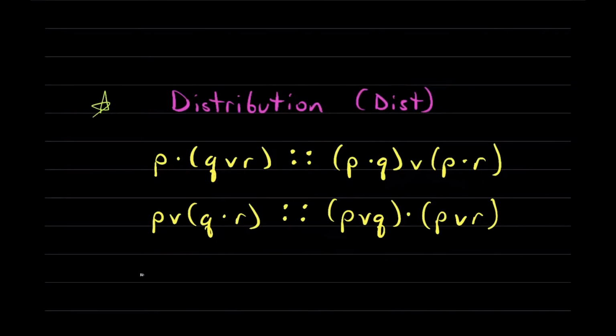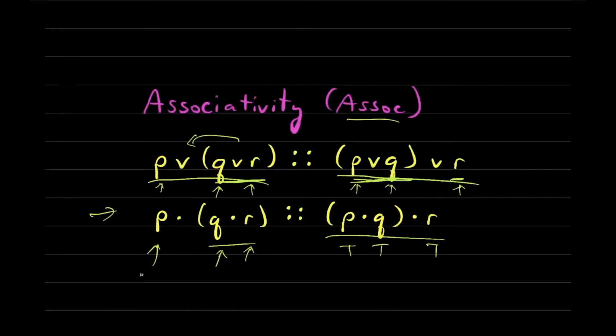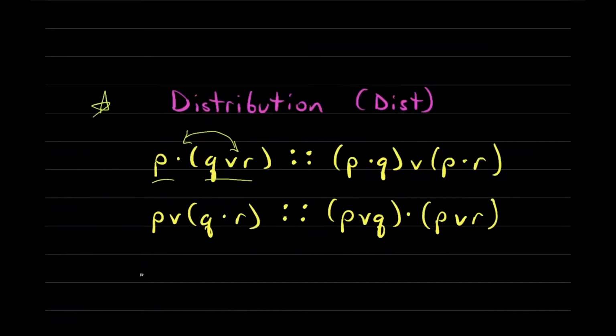So distribution basically works like this. If you have a statement like P and Q or R, now one distinguishing characteristic here to look out for is that these are not the same operators. These are either conjunctions or disjunctions, not both conjunctions or both disjunctions. And if you look back at associativity, there you have the same operator, both conjunctions or both disjunctions. But for distribution, you actually have the opposite operators, disjunction and conjunction.